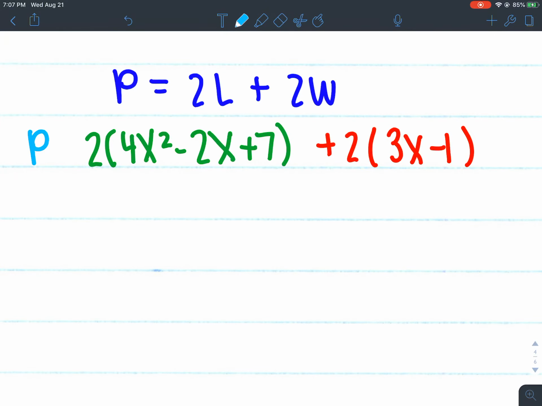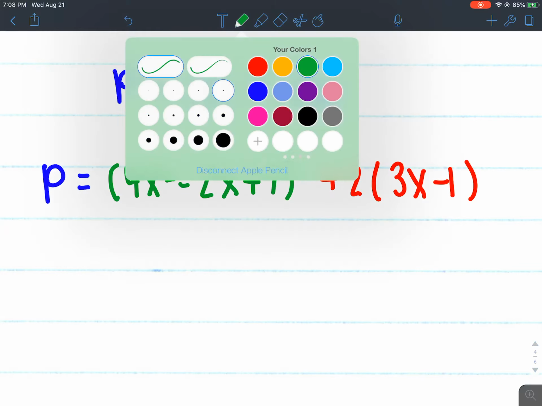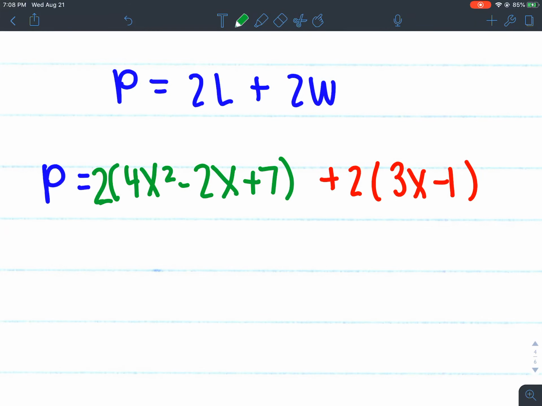So I'm going to distribute here, so I know P equals this. I'll make that dark blue actually. P equals this. And I'm going to move this down because I don't have enough room. Oops, and I dropped the 2. All right, so we're going to distribute the 2.